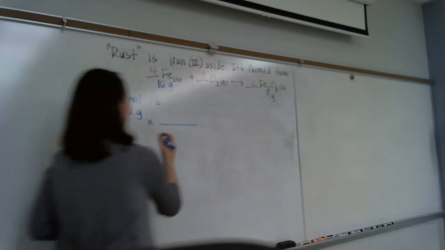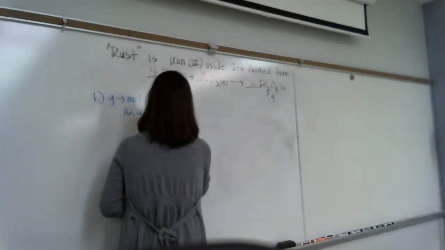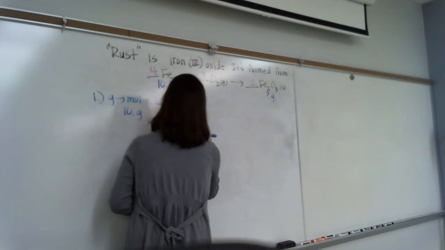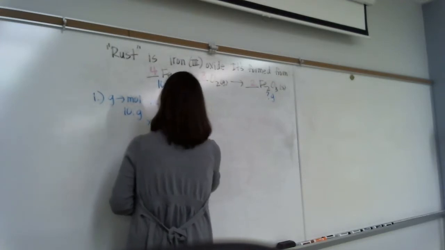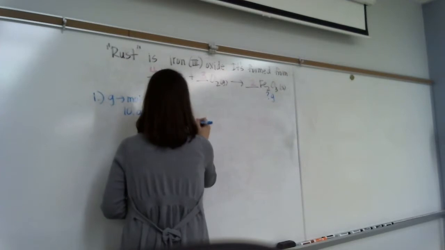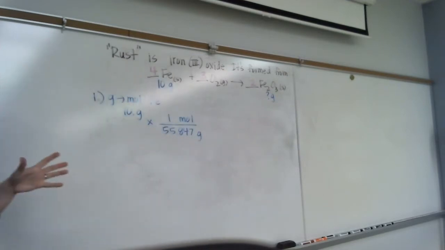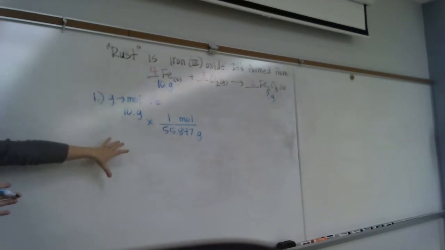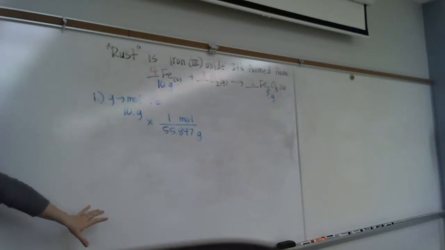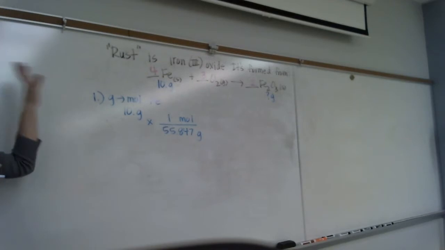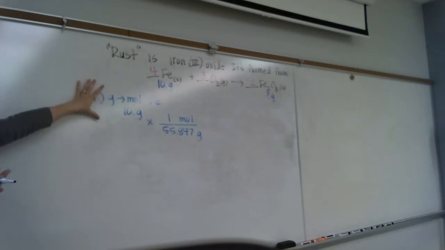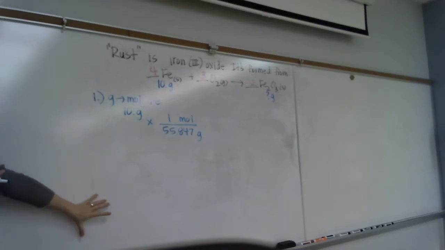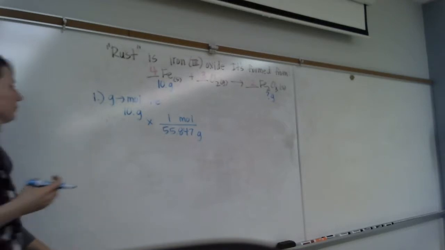Yes, 55.845. I believe, right? 847, I think, yeah. Okay. And then 1 mole. Now again, we're not going to round until the very end. Because if we round at step 1 and then round again at step 2 and then round again at step 3, our answer is going to be off. So we want to round at the very, very end. So carry out extra digits at step 1 and then carry out extra digits again at step 2 and then carry out extra digits again at step 3.